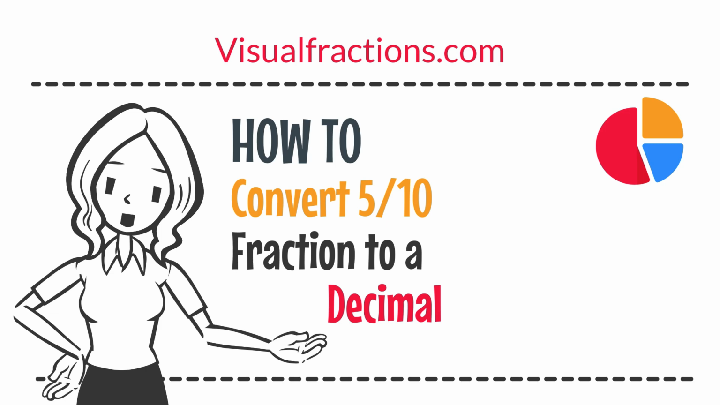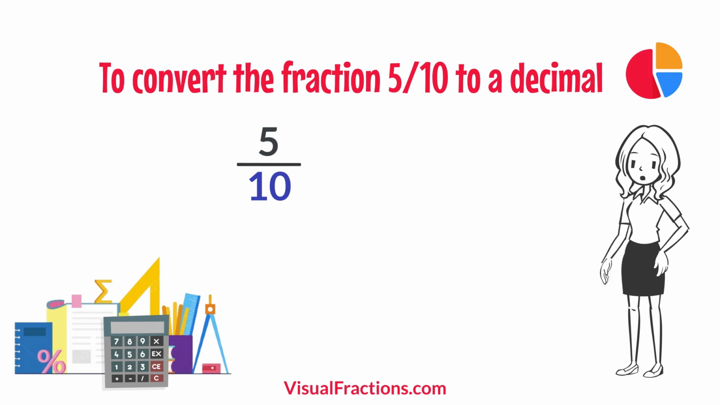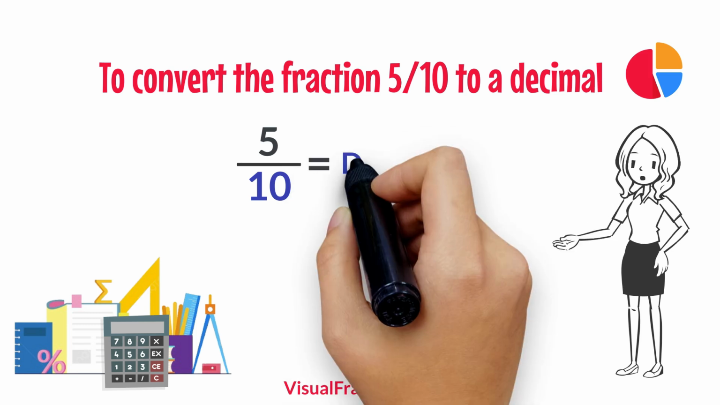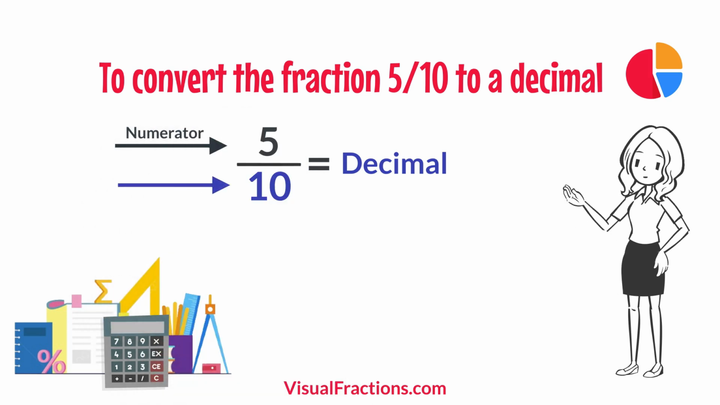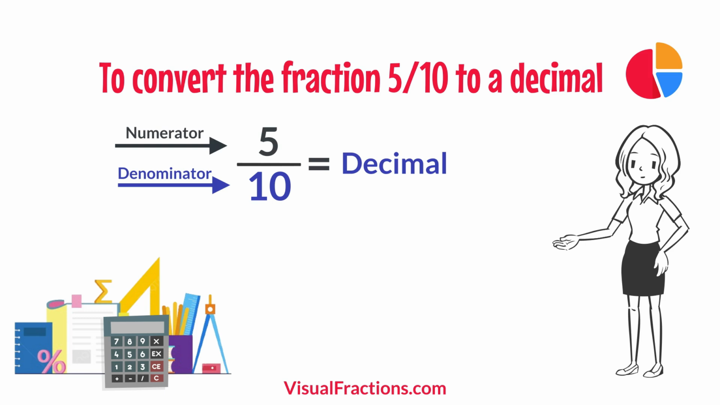Today, we're going to explore how to convert the fraction 5/10 to a decimal. To convert the fraction 5/10 to a decimal, all we need to do is divide the numerator, the top number, by the denominator, the bottom number. So, we simply divide 5 by 10. The answer we get is 0.5.